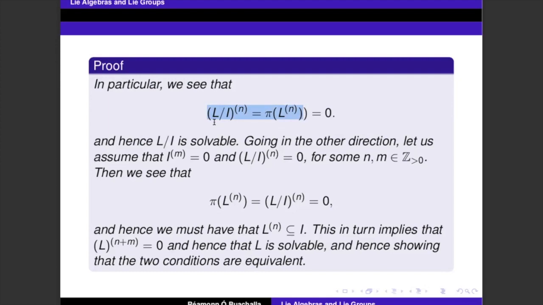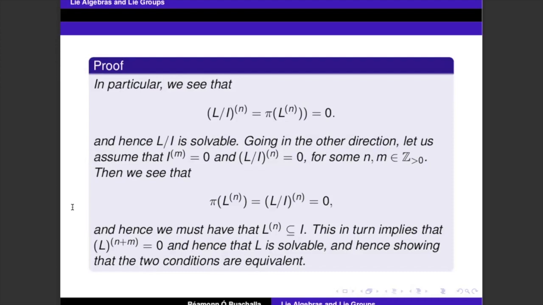that means that this is 0, which means that this guy here is solvable. Okay, so that's it. We've now gone in one direction. We've shown that solvability implies that any ideal I is solvable, and the quotient of L by the ideal is also solvable. Now let's go in the other direction.